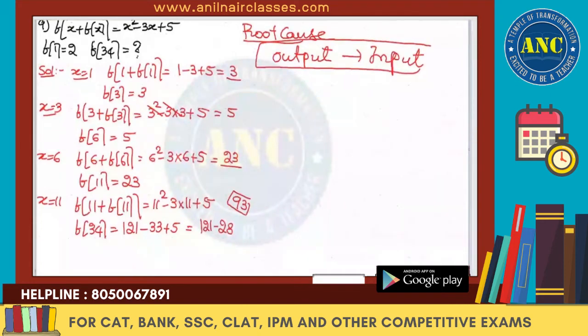We got x equivalent to 1. I got f of 3. So x equivalent to 3 is the input. I got f of 6. 6 is the input. I got f of 11. 11 is the input. I hope it is clear. Ninth one, I hope the concept is clear.